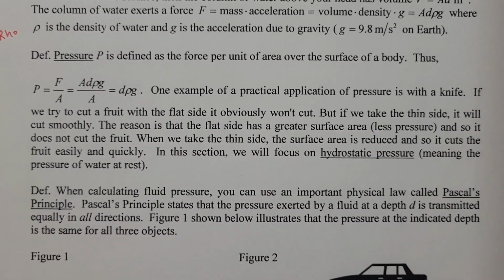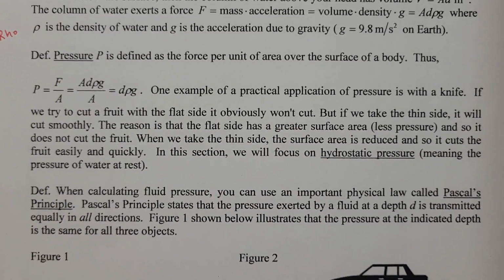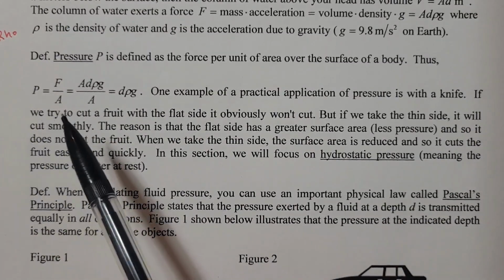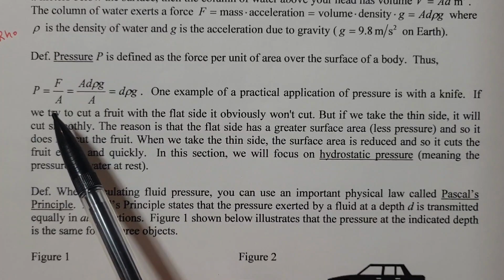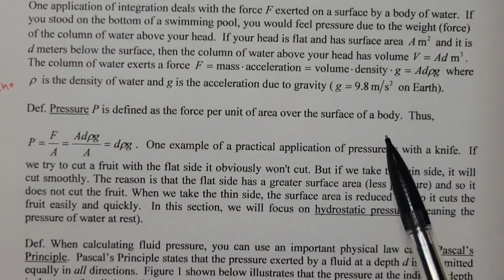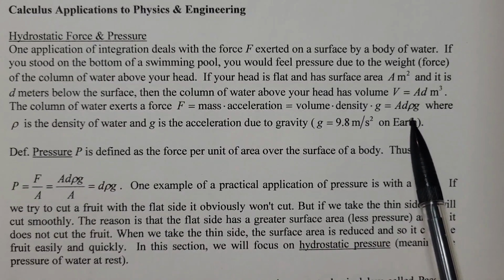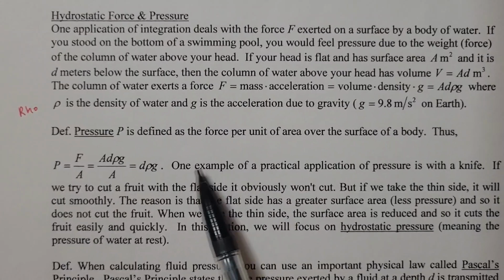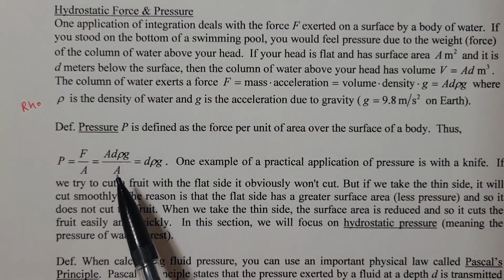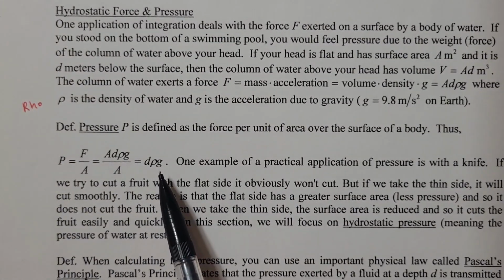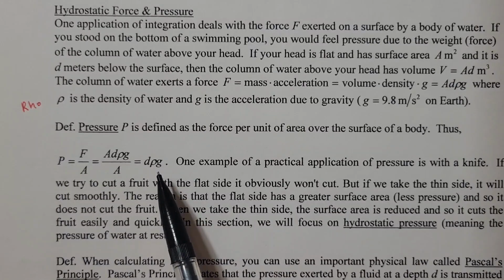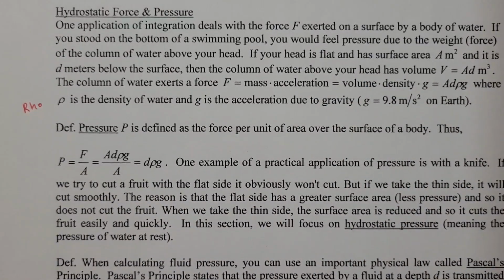Next, the pressure, capital P, is defined as the force per unit of area over the surface of a body. Therefore, to look at pressure, you take the force divided by the area. Force is defined to be A times D times rho times g, divided by A, and the A's cancel. You get D times rho times g, which gives you the pressure of the object.